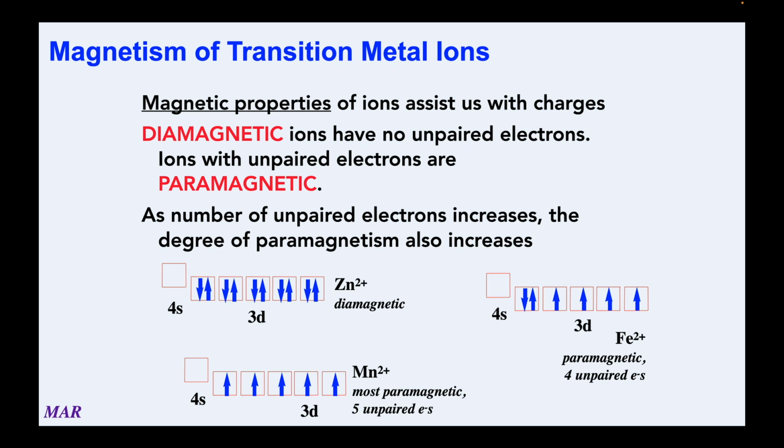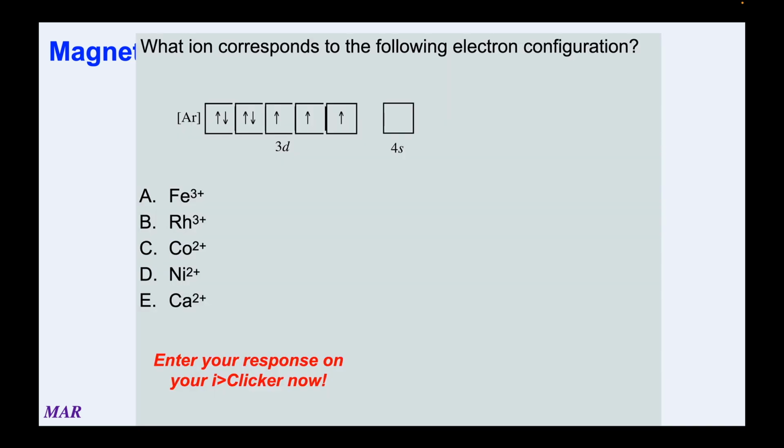You can see that some of them have more unpaired electrons than others. Again, more unpaired electrons means more paramagnetic, and less unpaired electrons means less paramagnetic. So manganese 2 plus would be more paramagnetic with 5 unpaired electrons than iron plus 2 with only 4 unpaired electrons. So here's a question you might see.